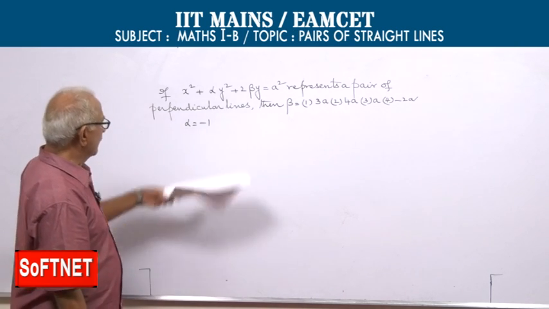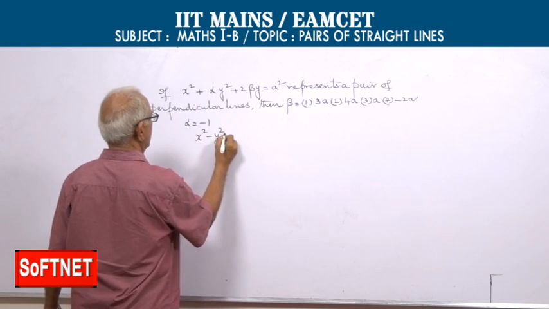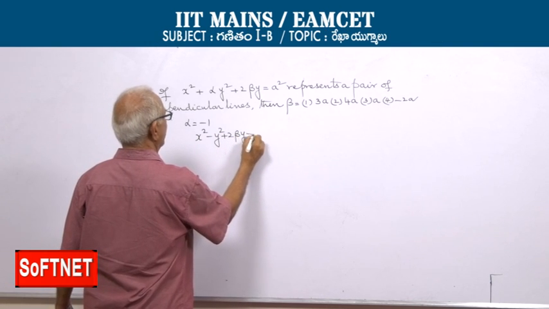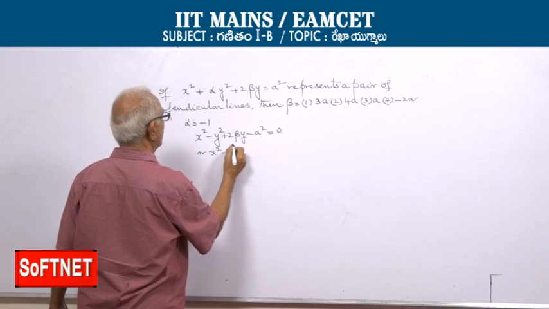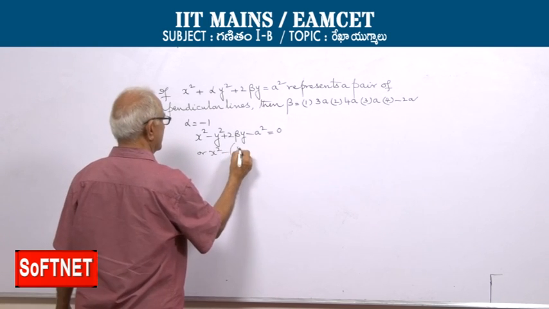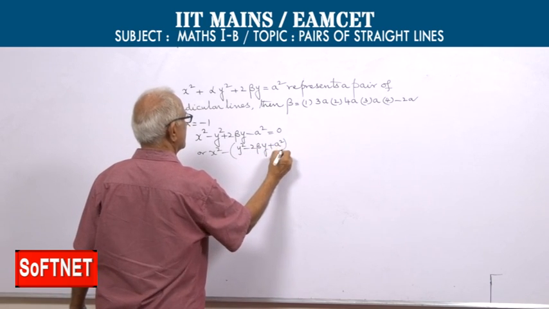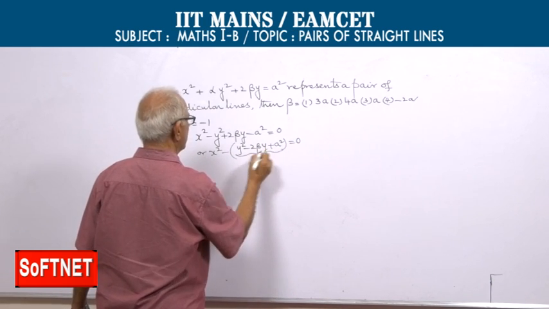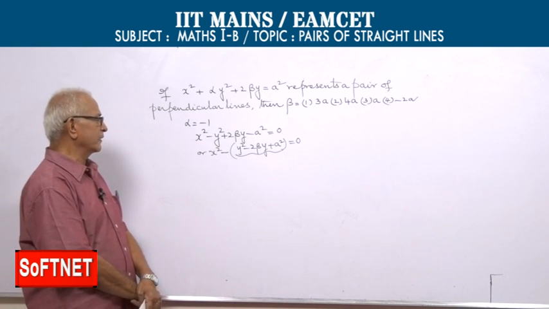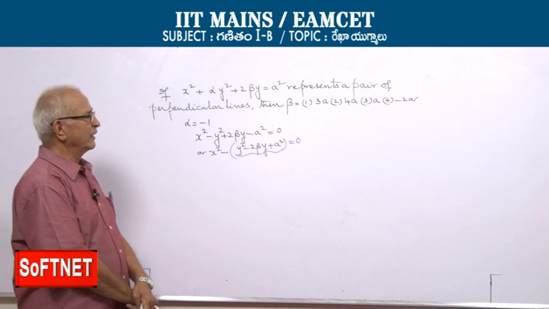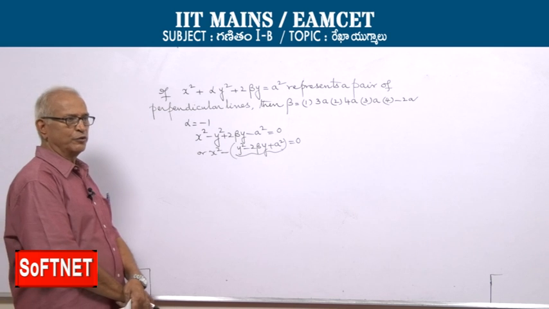Okay. When alpha equal to minus 1, the equation is x square minus y square plus 2 beta y minus a square equal to 0, or x square minus (taking minus 1 common) y square minus 2 beta y plus a square equal to 0. Clearly, this becomes a perfect square for beta equal to either plus a or minus a. Well, minus a is not given here, only one value, because one option is correct. I think he preferred to choose only a.